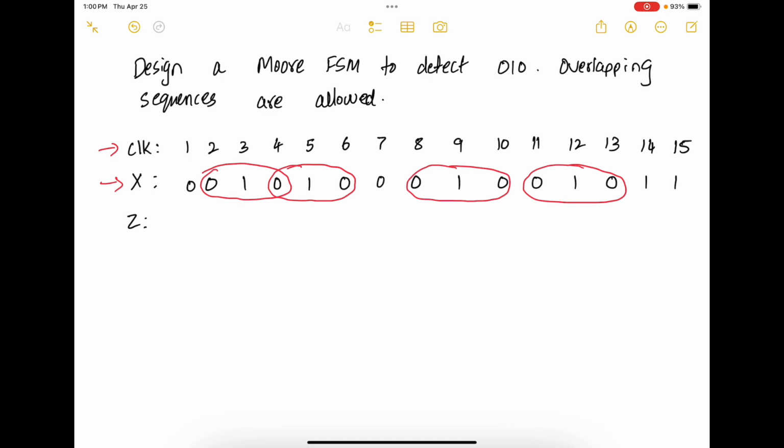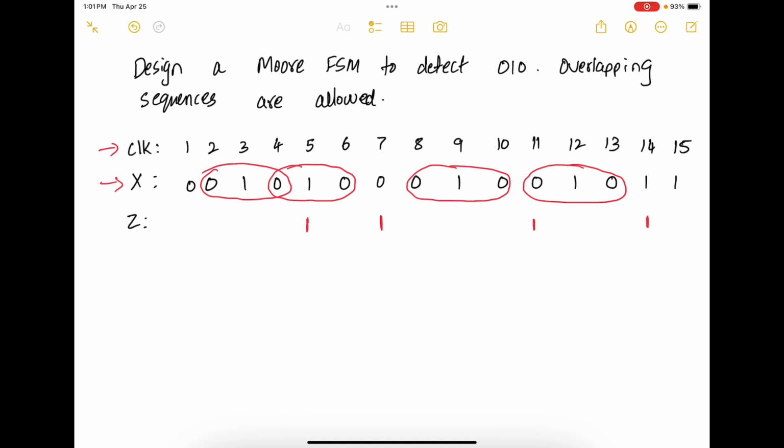The first instance is detected in cycle 4, therefore your output is asserted in cycle 5. Remember, this is a Moore FSM, so your output is going to lag by 1 clock cycle. The second instance when the sequence was detected is at cycle 6, so in cycle 7, output is asserted. Third instance is at cycle 10, so at cycle 11 it is asserted. Fourth instance is in cycle 13, so it is asserted in cycle 14.